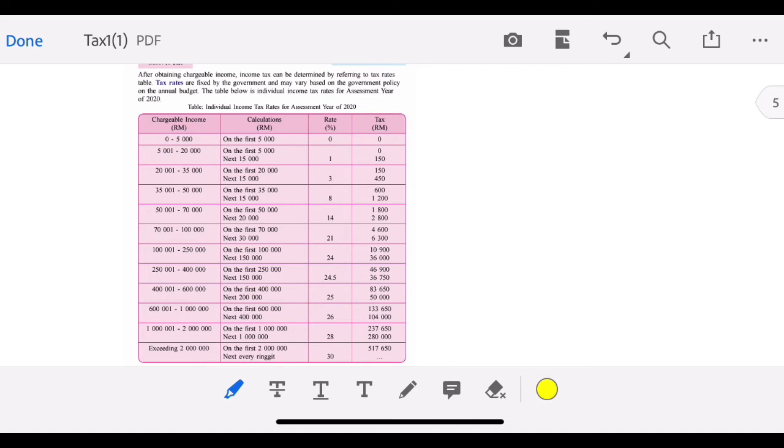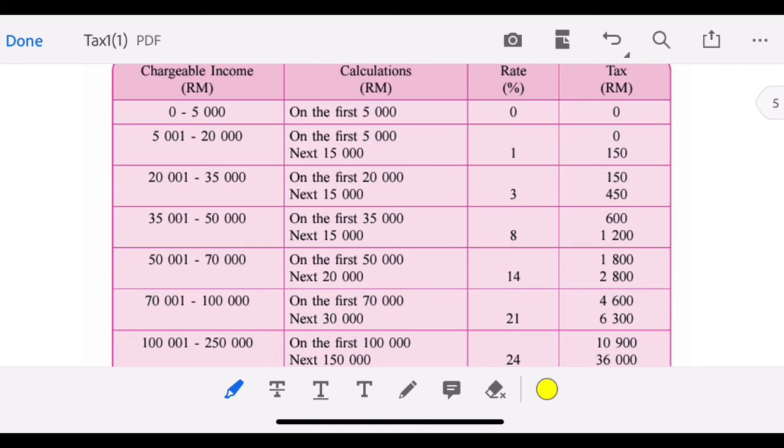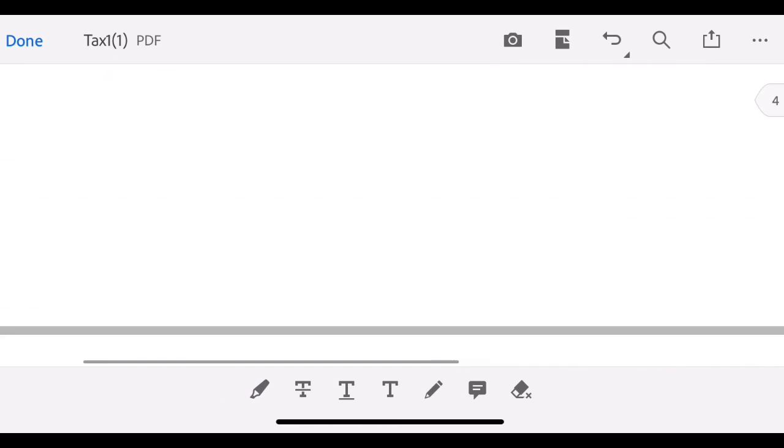Okay, so just go through the table. This is the range of the income, and the calculation is actually based on the income. Alright, so now we are going to discuss how to do the calculation.